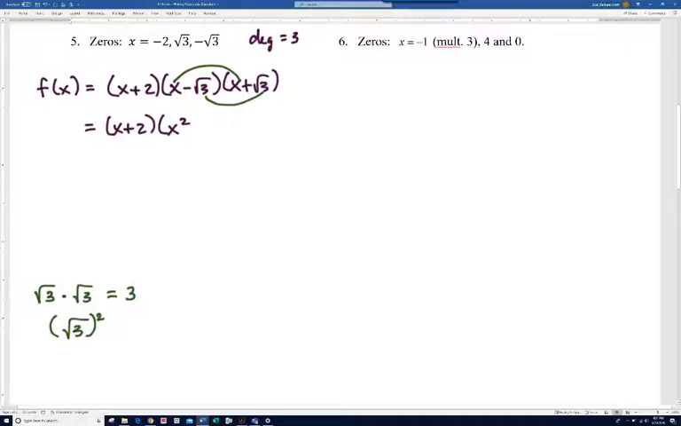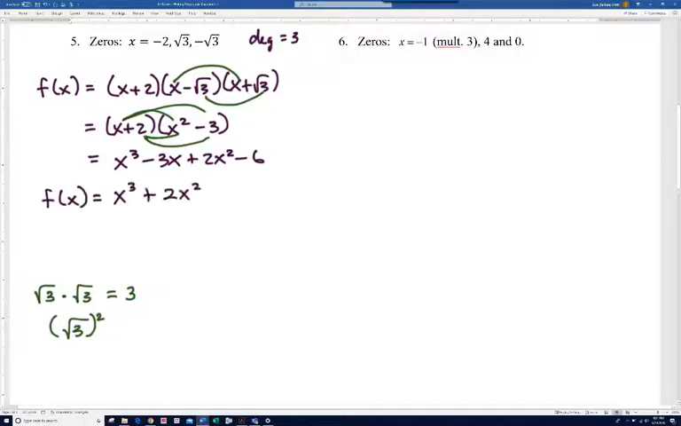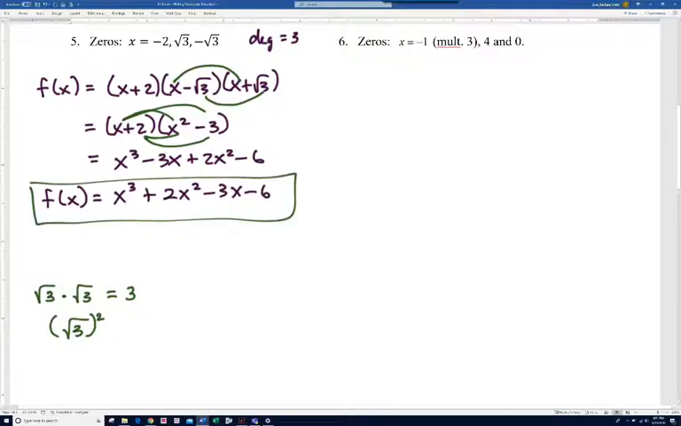So up above we have a negative times a positive. It'll be minus 3. And let's go ahead and FOIL this out. You'll get x cubed minus 3x plus 2x squared minus 6. And that's going to be it for that one. Just go ahead and write it out here.